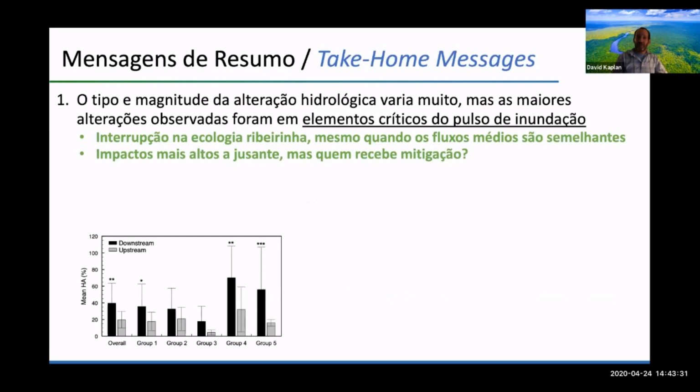So the take-home message is that the type and magnitude of changes varies a lot, but certain elements are more impacted, and these would be groups 4 and 5. You can interrupt the aquatic ecology without changing maximum or annual flows very strongly. We also saw that the impacts were highest downstream, but mitigation programs often ignore downstream communities. This is a problem if you're a fisherman relying on the downstream hydrologic pulse.